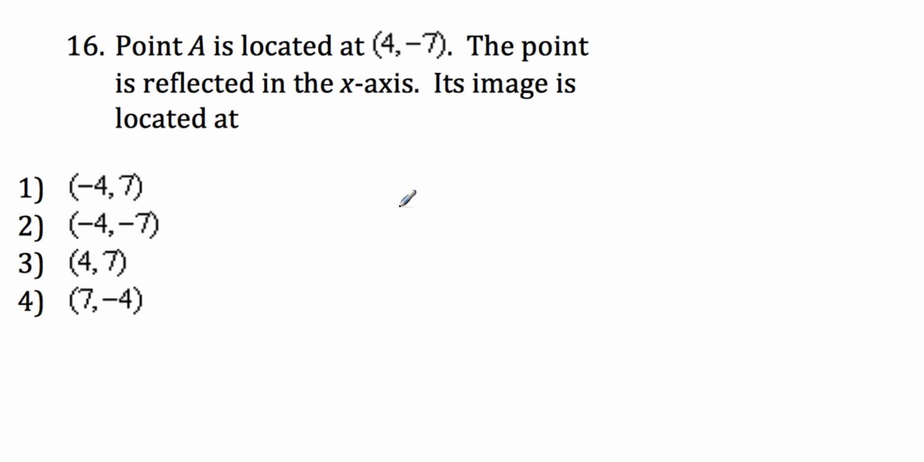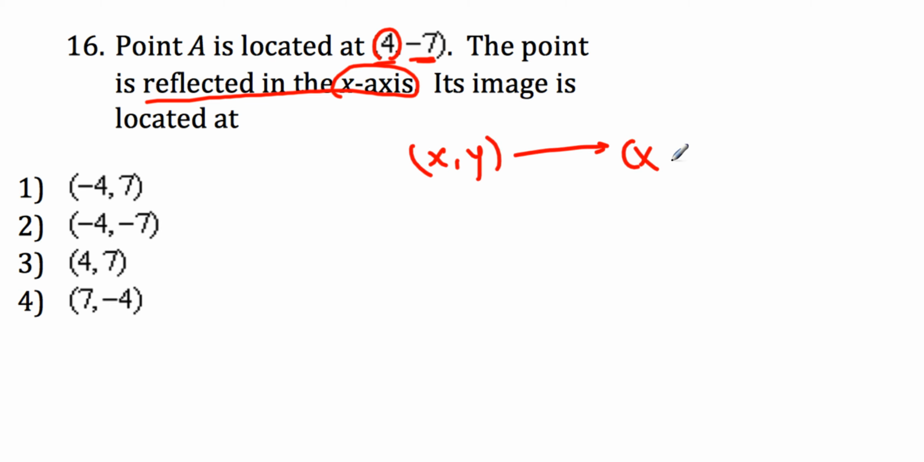Alrighty, let's look at number 16. Point A is located at this place. The point is reflected in the x-axis. Then what happens? If something is reflected about the x-axis, x stays the same, but y will be negated. So here we have x comma y going through the reflection. Then x stays as it is, y will be negated. So here we get 4 stays as it is, which is choice 3. And 7 will be negated, so negative 7 becomes positive 7. Choice 3 becomes our answer.